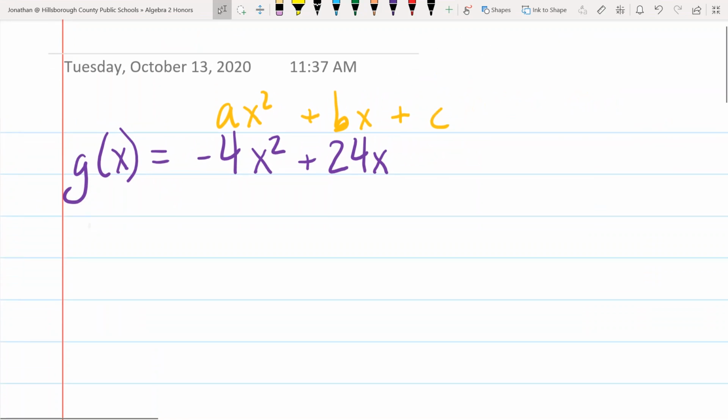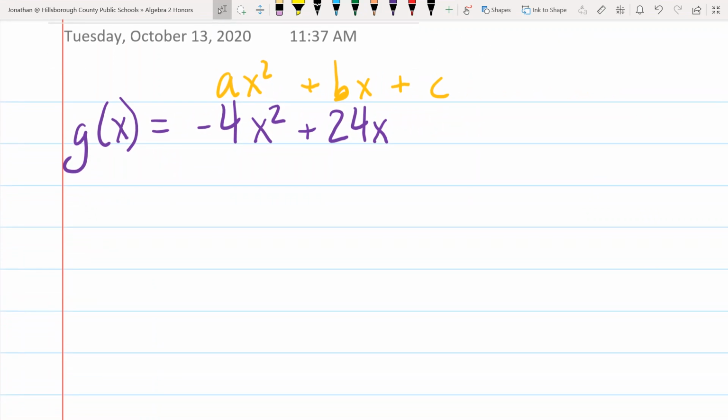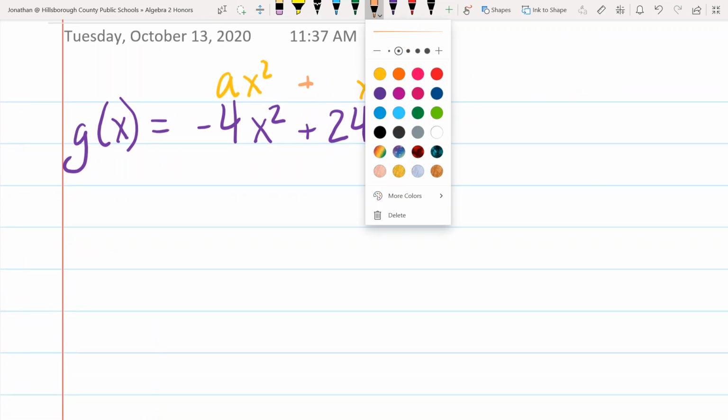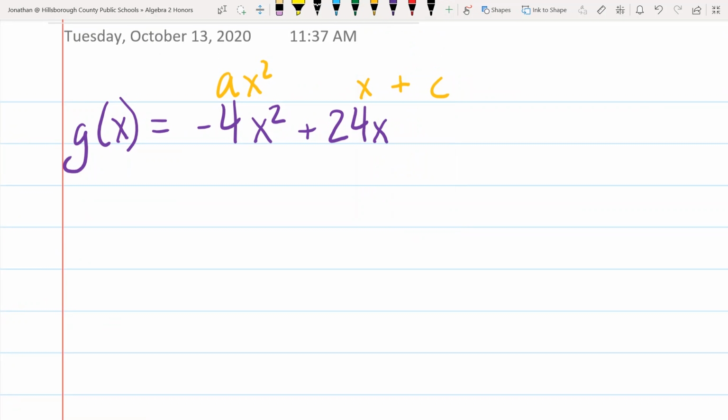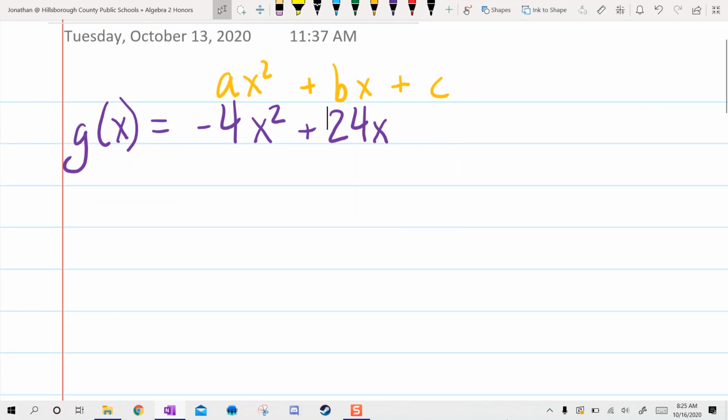Alrighty, this is a little video about completing the square. This is a problem I pulled from one of your assignments, or maybe I made it up. I honestly cannot remember, but that's okay either way. Completing the square is a problem where we need to find c. We have ax squared, we have bx, we are missing c.